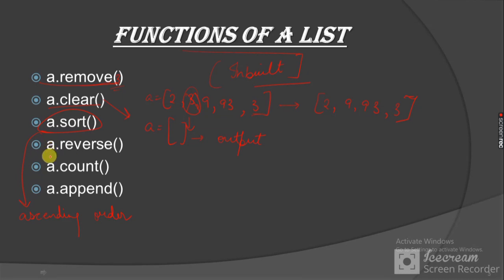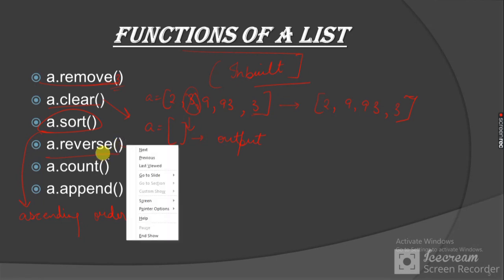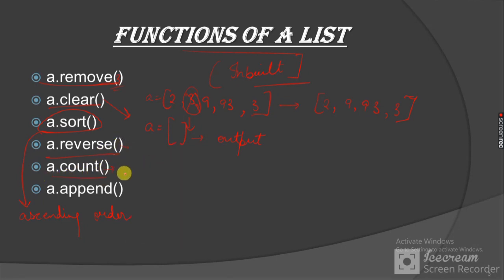Then a dot reverse. It will reverse all the elements in a list. A dot count. It will count the length of the list. It will print the length of a list. Then a dot append. We use this function to append an element at the end of the list. It will not append or add an element in between the list. It will always append the element at the end of the list.